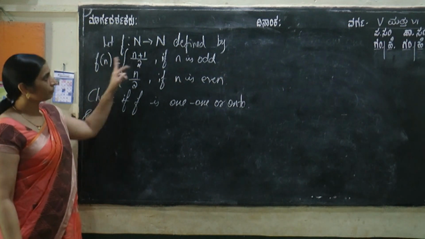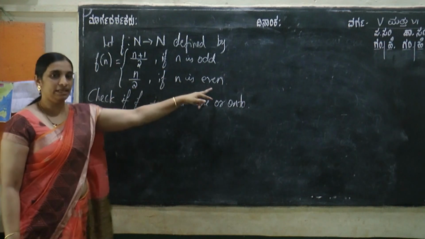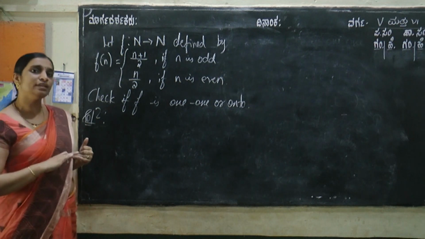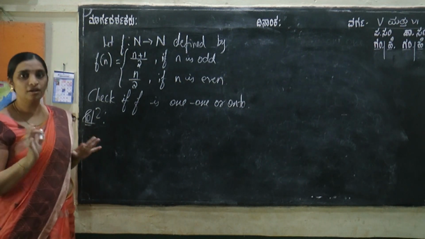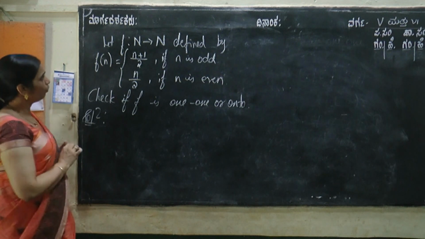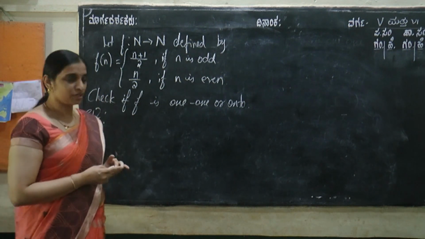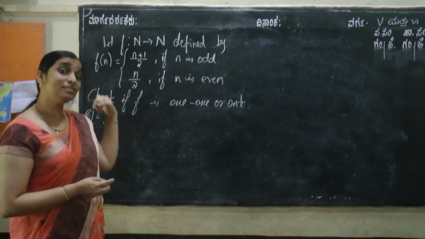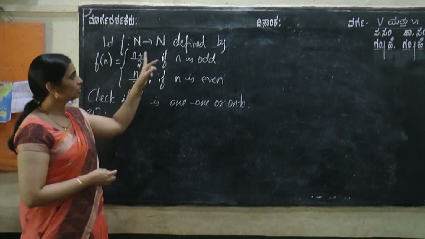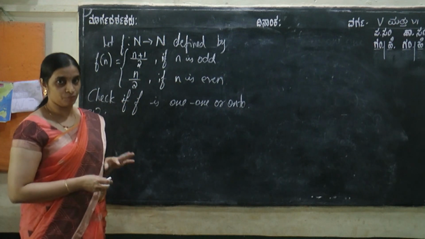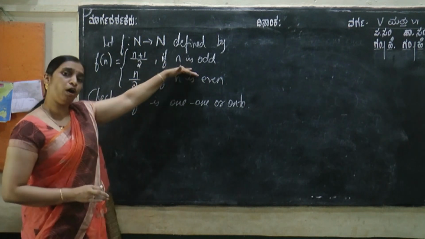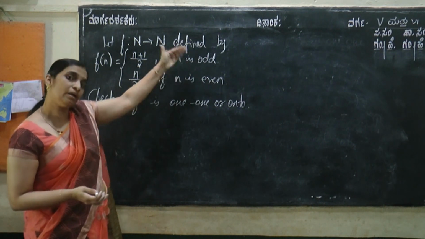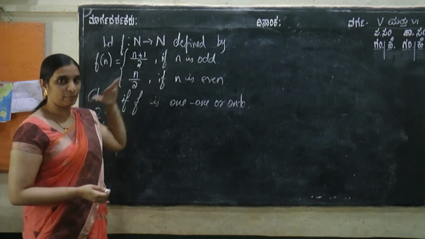f of n, n is odd number, n is even number. In both cases we will have to check whether the different elements are having same image or different images. In general, when we look at the definition, we may think the function is one-one because it is having different definitions. No doubt, if you are taking only odd numbers, we may get the different image. But when we take odd number as well as even number together, we have to check what happens.